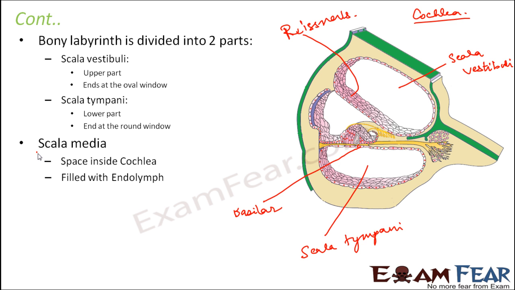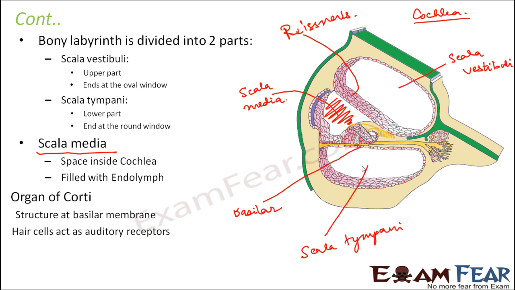Now other than this, there is another region called the scala media, which is the space inside the cochlea. So where is scala media? This space inside the cochlea is known as the scala media, and this region is filled with endolymph. So this is the inside portion. Basically, endolymph was present inside the membranous labyrinth, right? So this forms a part of the membranous labyrinth because it is the inside portion, and the outer portion is the bony labyrinth, and they are filled with perilymph.